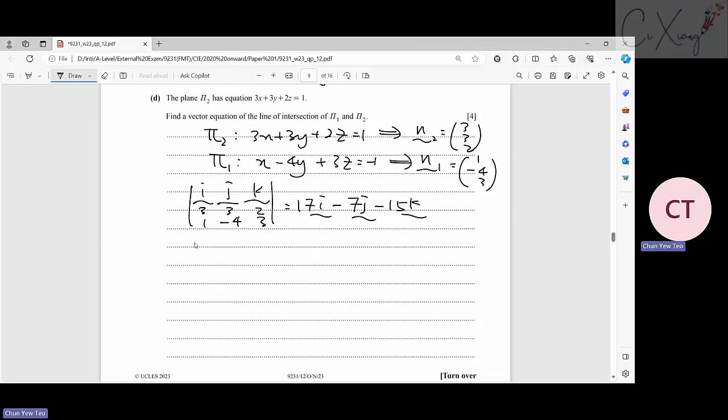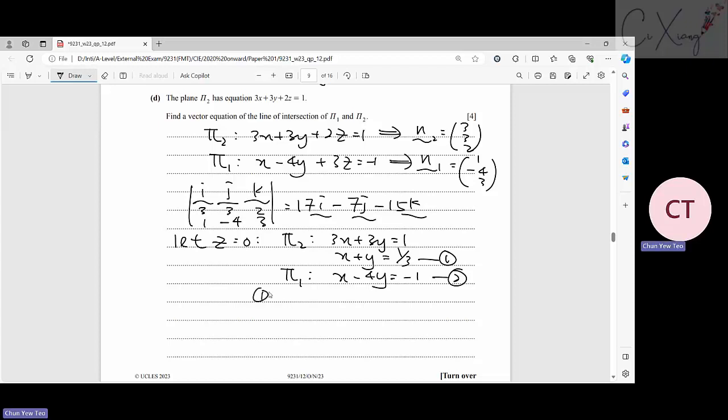Okay. Now, what you need to do is we let our z equal to 0. So from the pi 2, I will get 3x plus 3y equal to 1. You have x plus y equal to 1 over 3. I call this equation number 1. Then for the equation pi 1, you will have x minus 4y equal to -1. This one is the second equation.